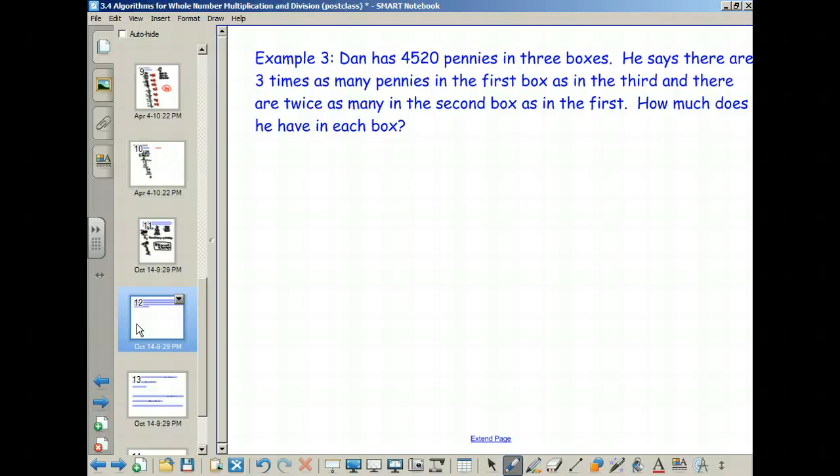Dan. Dan has 4,520 pennies in 3 boxes. He says there are 3 times as many pennies in the first box as the third, and there are twice as many in the second box as the first. How much does he have in each box? So what are you going to do?